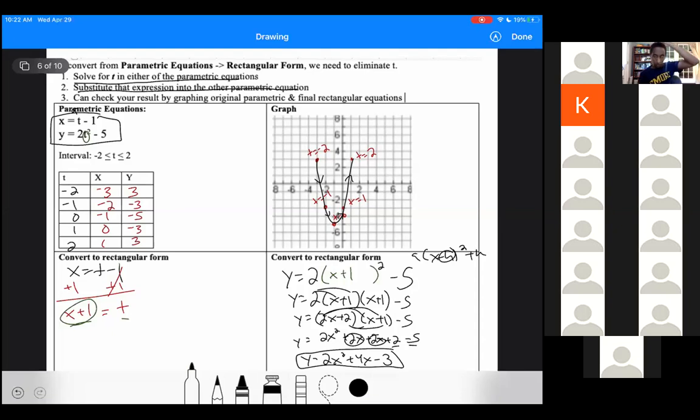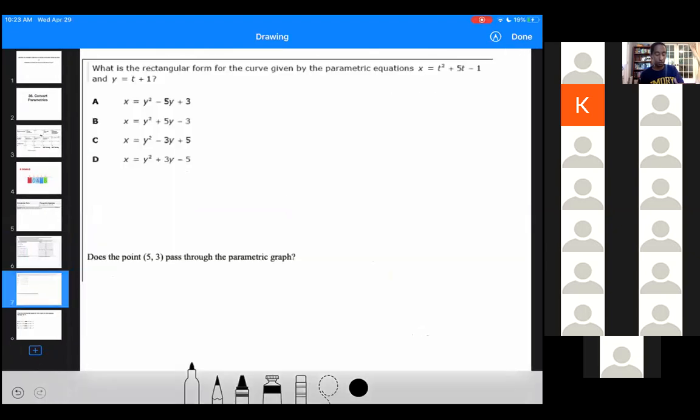All right. Any questions on that part so far? So just converting from parametric to rectangular, you solve for t in one of them, substitute in the other equation for t, you get y and x related to one another, which is the graph of the parametric in rectangular form. Any questions on that? All right. Thanks for the thumbs up, Jimena. I guess we're good.